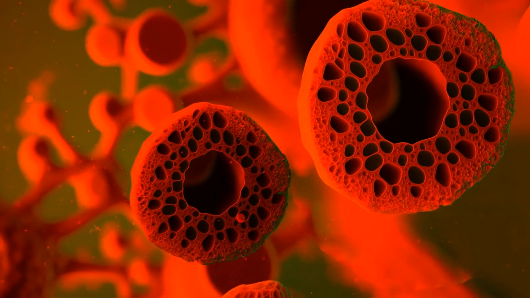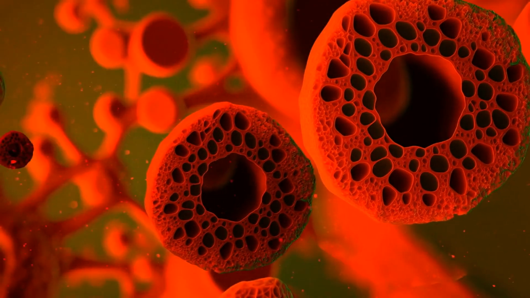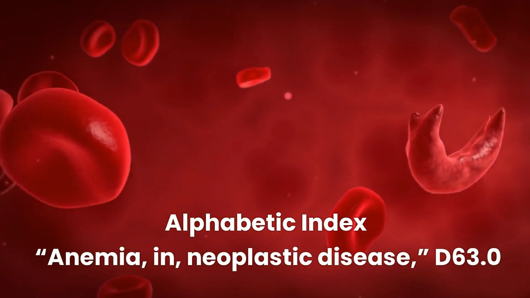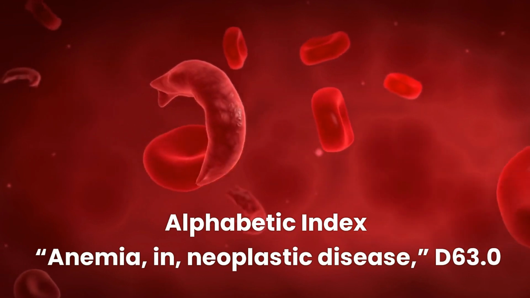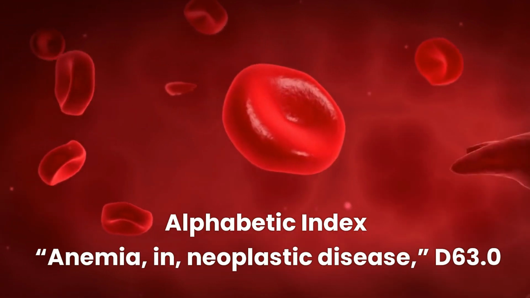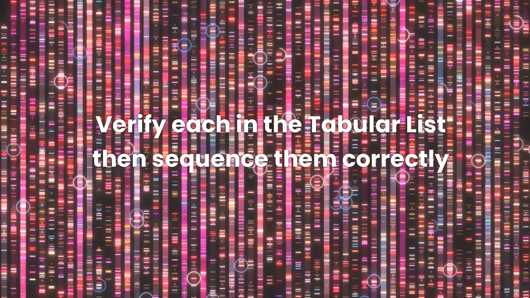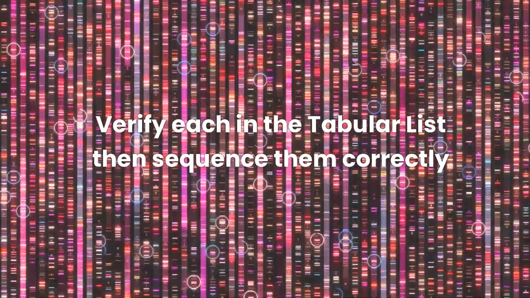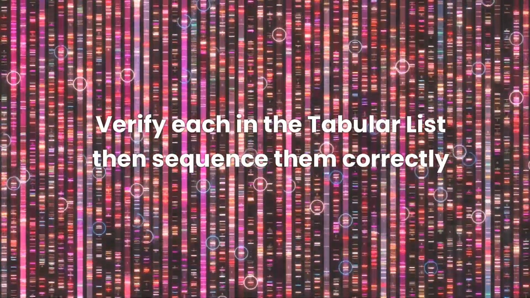Finally, you'd code for the severe anemia due to the malignancy. You can find this in the alphabetic index under anemia in neoplastic disease, which would direct you to code D63.0. After selecting all the codes, you would verify each in the tabular list to ensure accuracy and then sequence them correctly.